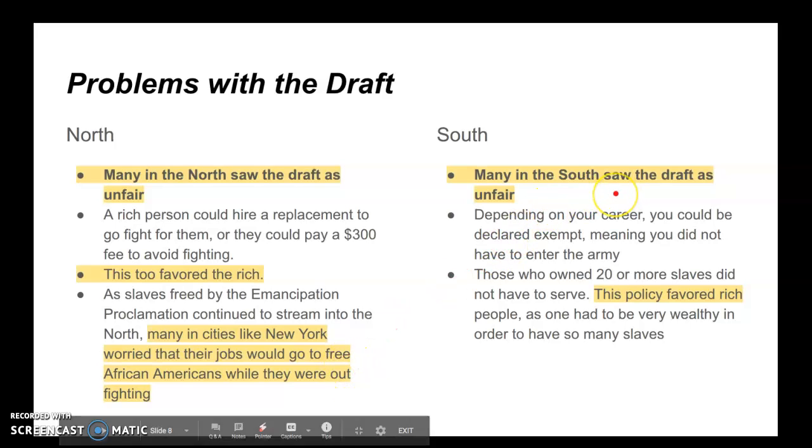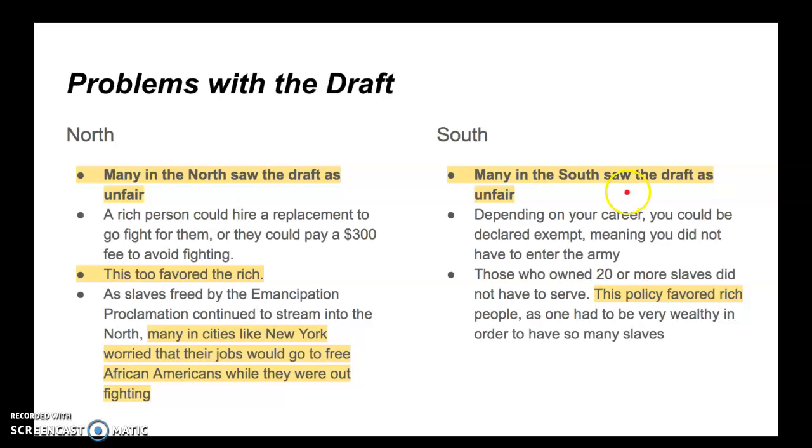But look over here. In the South, a lot of people thought the draft was unfair too. Depending on your career, you could be declared exempt, meaning you did not have to enter the army. And here's another policy that favors the rich. If you own more than 20 slaves, you didn't have to serve.